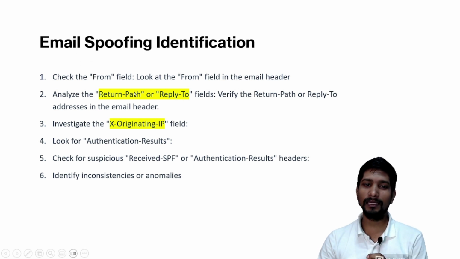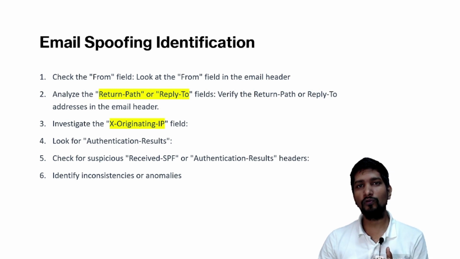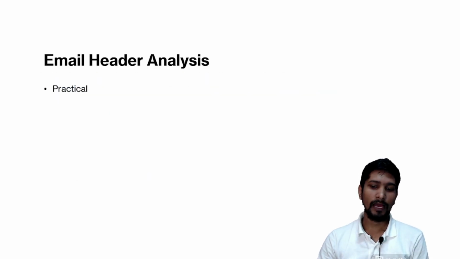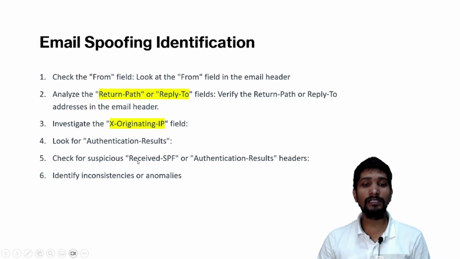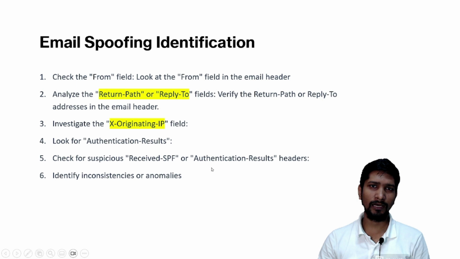Generally, when the original sender is different from the Return-Path, that is a very strong indication that this email has been spoofed. Or the Reply-To as well. You also have to investigate the originating IP. All these things I'm going to show you. Apart from that, you have to look at the authentication results, the suspiciousness of the received SPF, and any inconsistencies or anomalies.